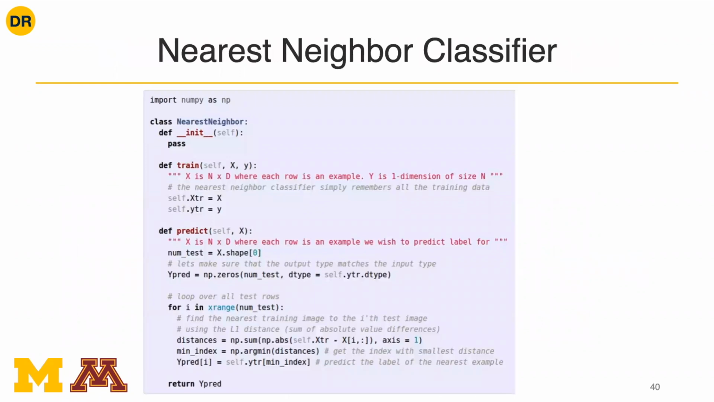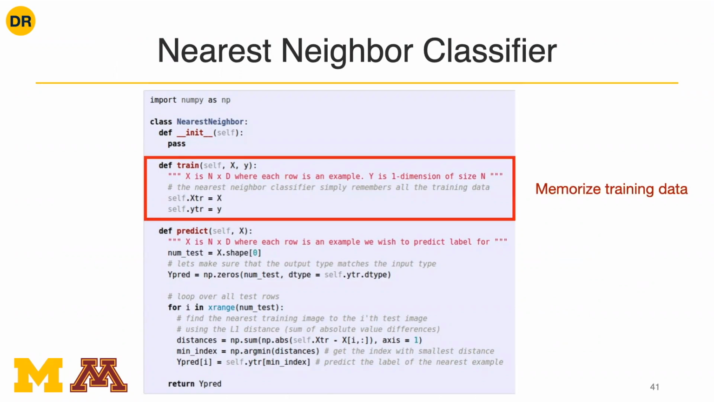Now, this is the code for the nearest neighbor classifier, right? So if you look at it, the training is basically you're trying to point to the data. That's it. If people are familiar with Python, all you're trying to say is the pointer is here for the data. That's it. So it's basically memorizing the training data.